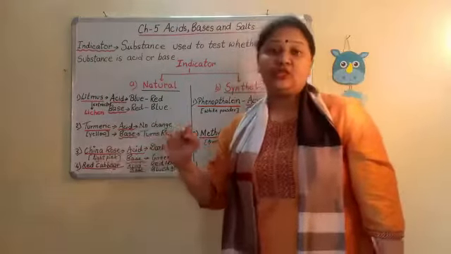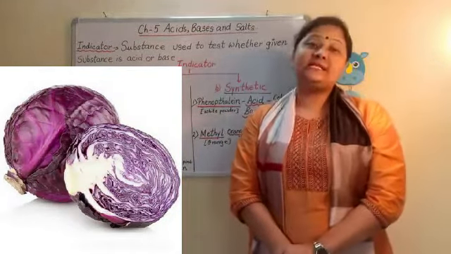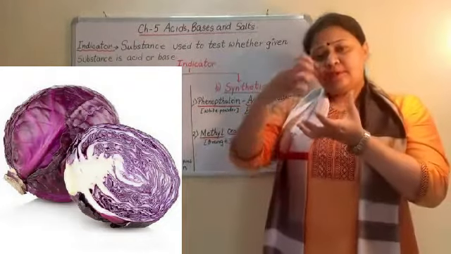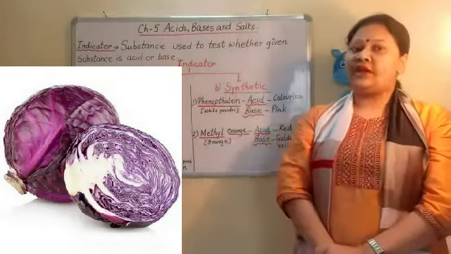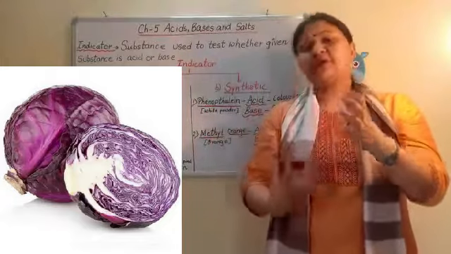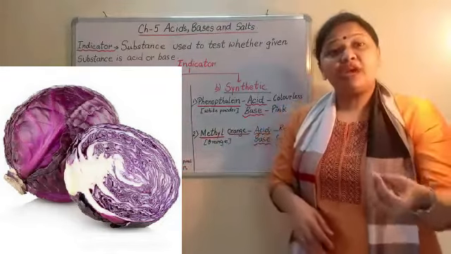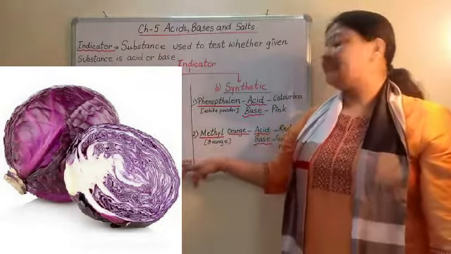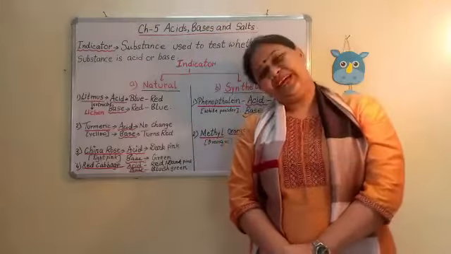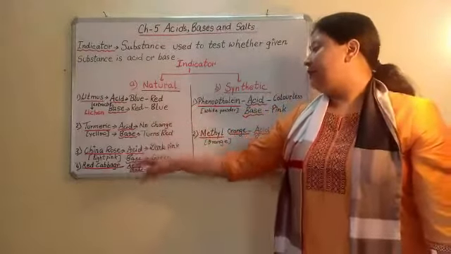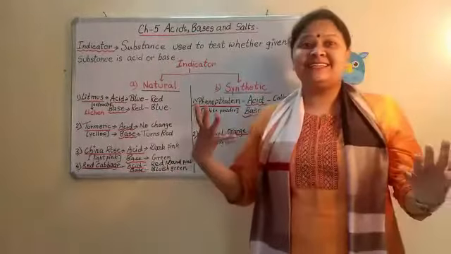Now coming to red cabbage. How do we use red cabbage to indicate whether a substance is acidic or basic? Now just listen to me. Hum cabbage ka do layer, we will take it and grind it along with water in a mixer grinder, then filter it. The filtrate which we get, we pour into the acidic solution and the basic solution. If we pour that liquid into the acidic solution, it will turn red or dark pink, depending upon the concentration of acid. But the same filtrate, if we pour it into the basic solution, will turn bluish green. So how magical it is, right?